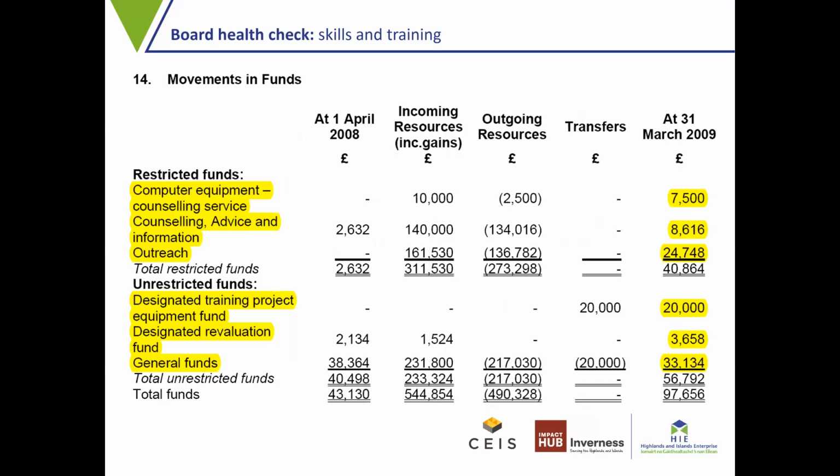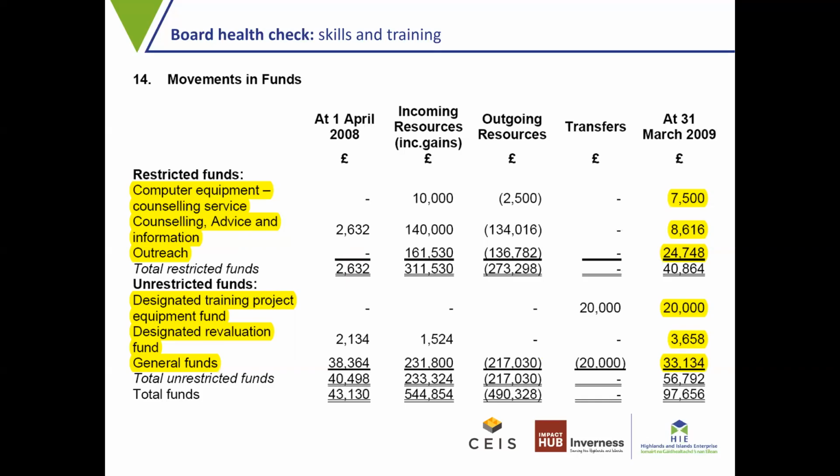If we have a look at note 14, it shows that the restricted funds are for £7,500 for computer equipment for the counselling service, 8,616 for counselling, advice and information service, and 24,748 for outreach. And you can see that there is more detail within note 14 about the purposes of the restricted funds.